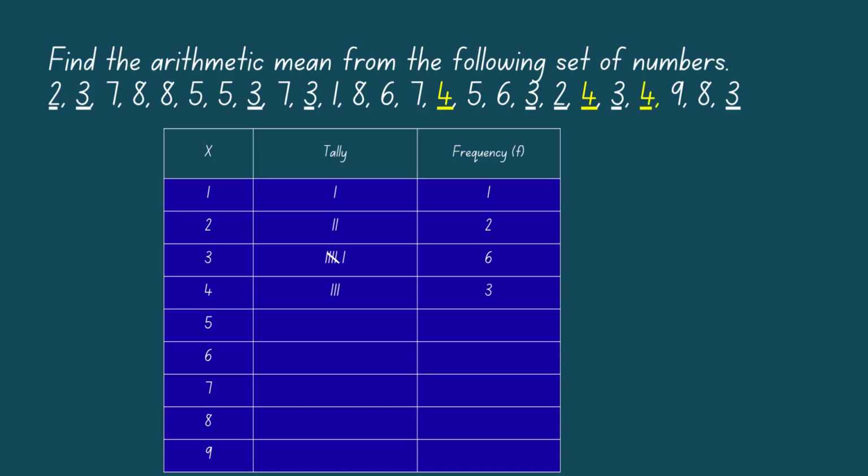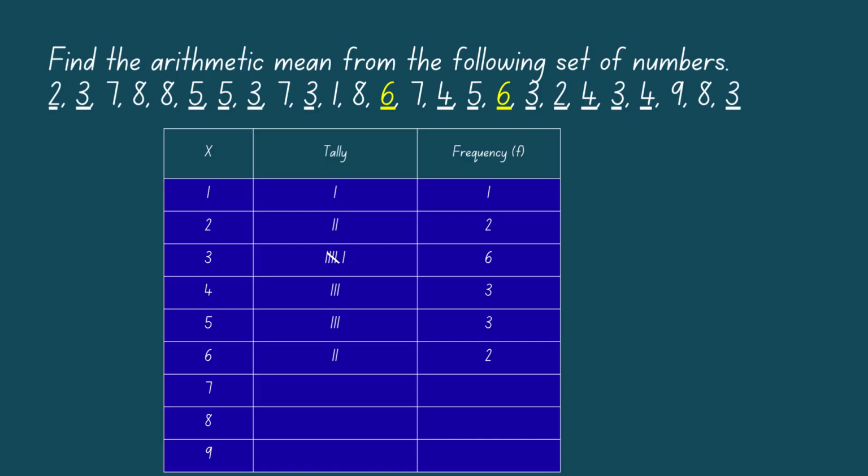Similarly, let's look at 5. We have 1 5 here, another tally, then another tally for this 5, and then a third tally for this 5. So we have a total of 3 5s. The frequency of 5 is 3. Then going to 6, how many times do we have 6? Here 1, and then here 1. So we have a total of 2 6s.